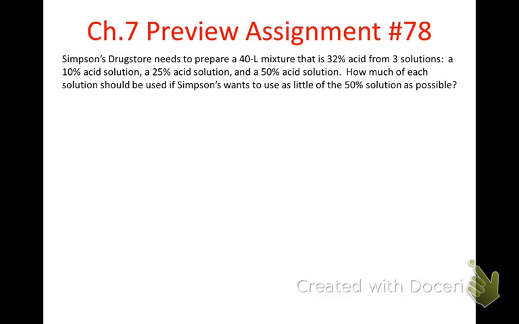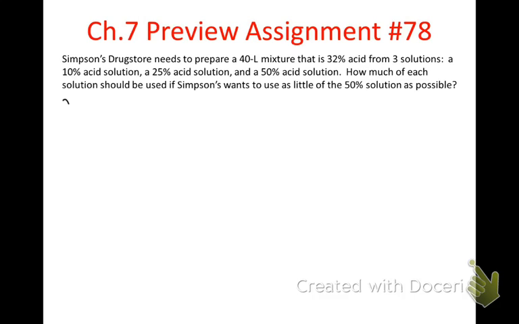I am going to run through this pretty quickly since you were supposed to have already tried it. Okay? So first of all, this is a word problem, and we want to solve this with a system of equations. So we need to start writing some equations to describe this scenario. Let's let x equal the number of liters that we're using for the 10% solution, y be the number of liters that we're using for the 25% solution, and z be the number of liters we're using for the 50% solution. Okay? What is the easiest equation that you can write with x, y, and z?